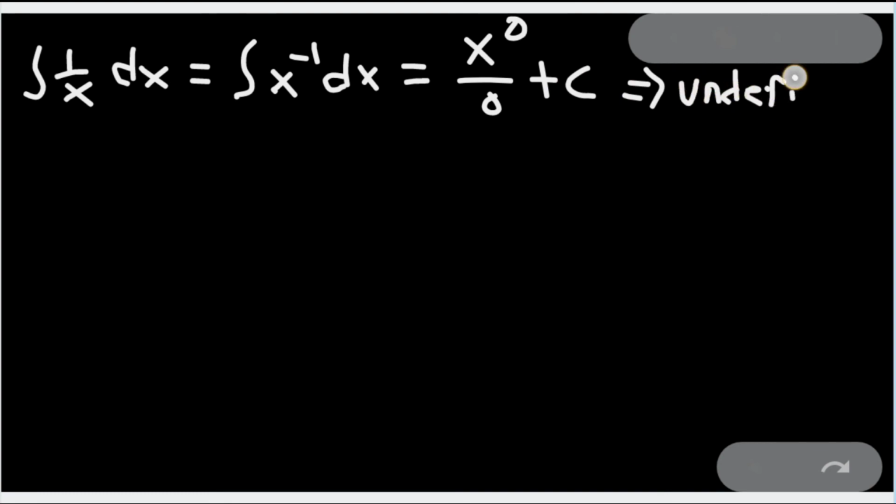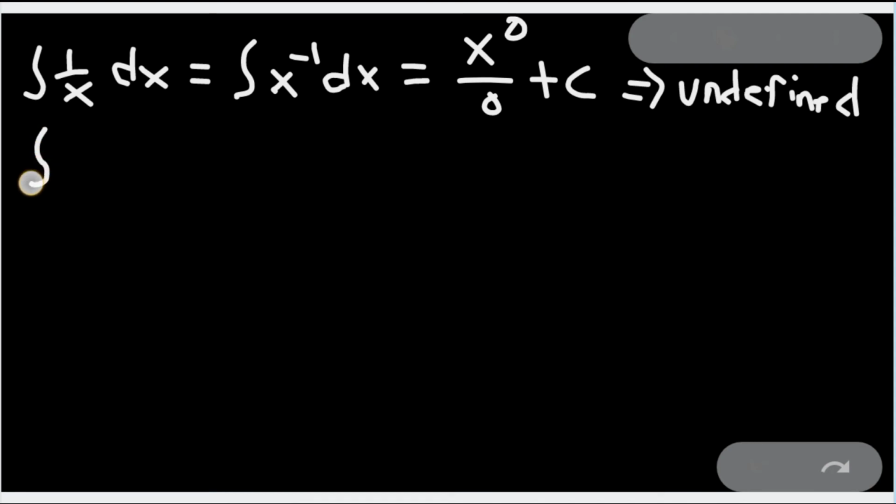So, what happened here? Our value of n is negative 1. Negative 1 plus 1 is 0. So, what we have is x raised to 0 over 0 plus c, which is undefined, right? Therefore, I wanted to introduce to you the idea of the general expression of the integral of logarithmic function. So, this is the general equation for that.